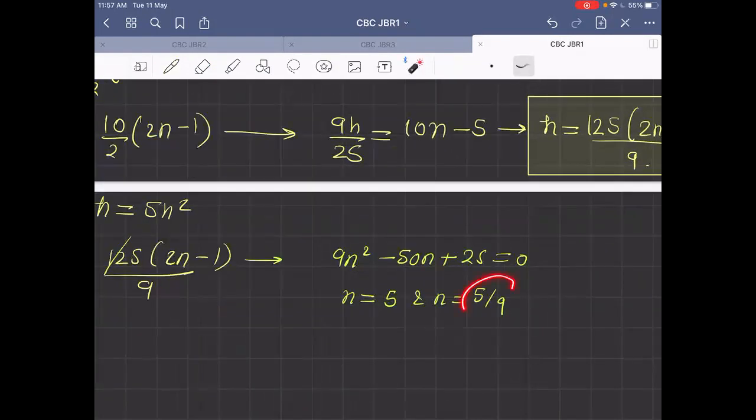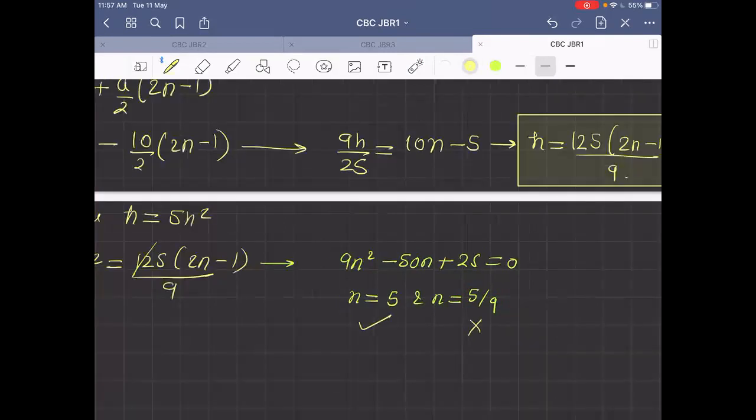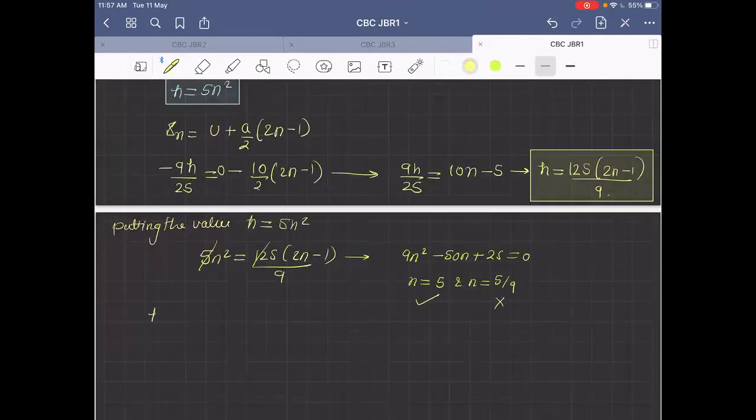Because if I take 5 by 9, do you think we can get the last second? Last second meaning 1 second. Is it even greater than 1 second? Do you think it is greater than 1 second? No, not at all. So n equals 5 is correct. And once you have it, getting the answer is no problem. All you have to do is 5n square value, which is 5 into 5 square, which is 125.